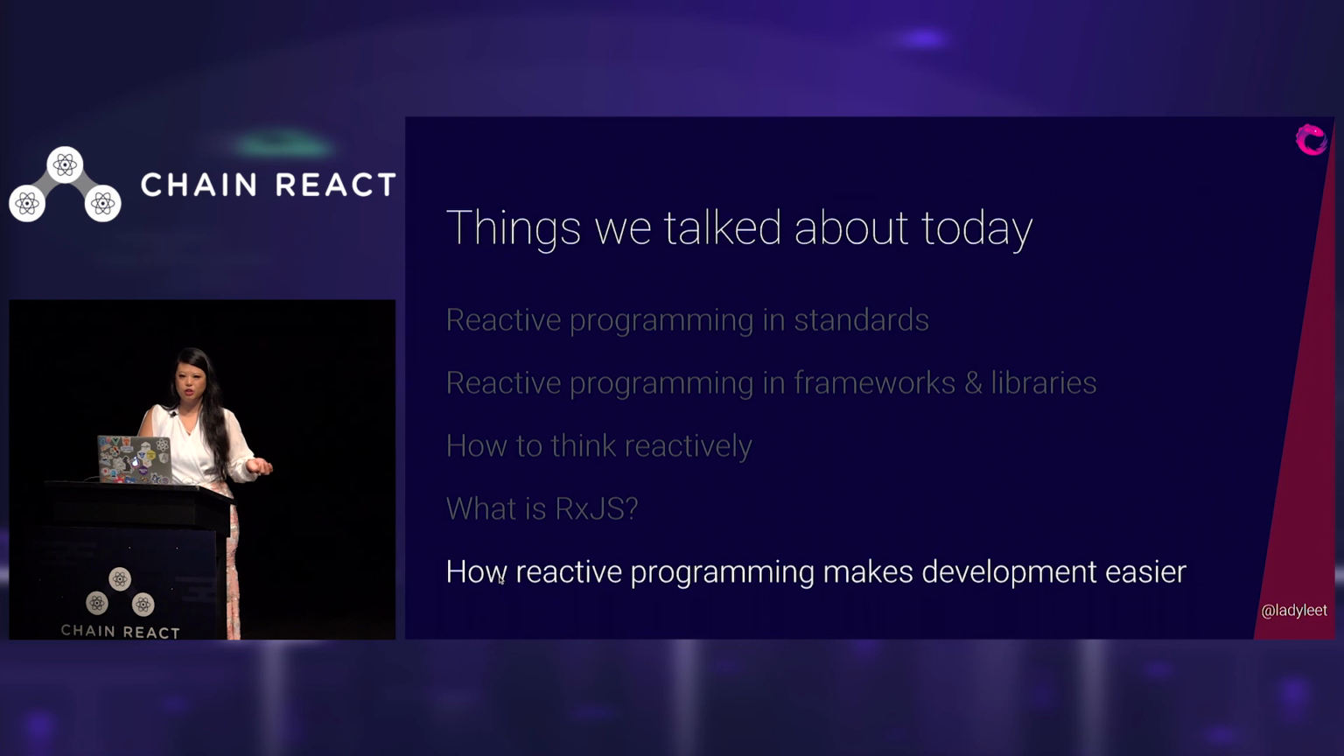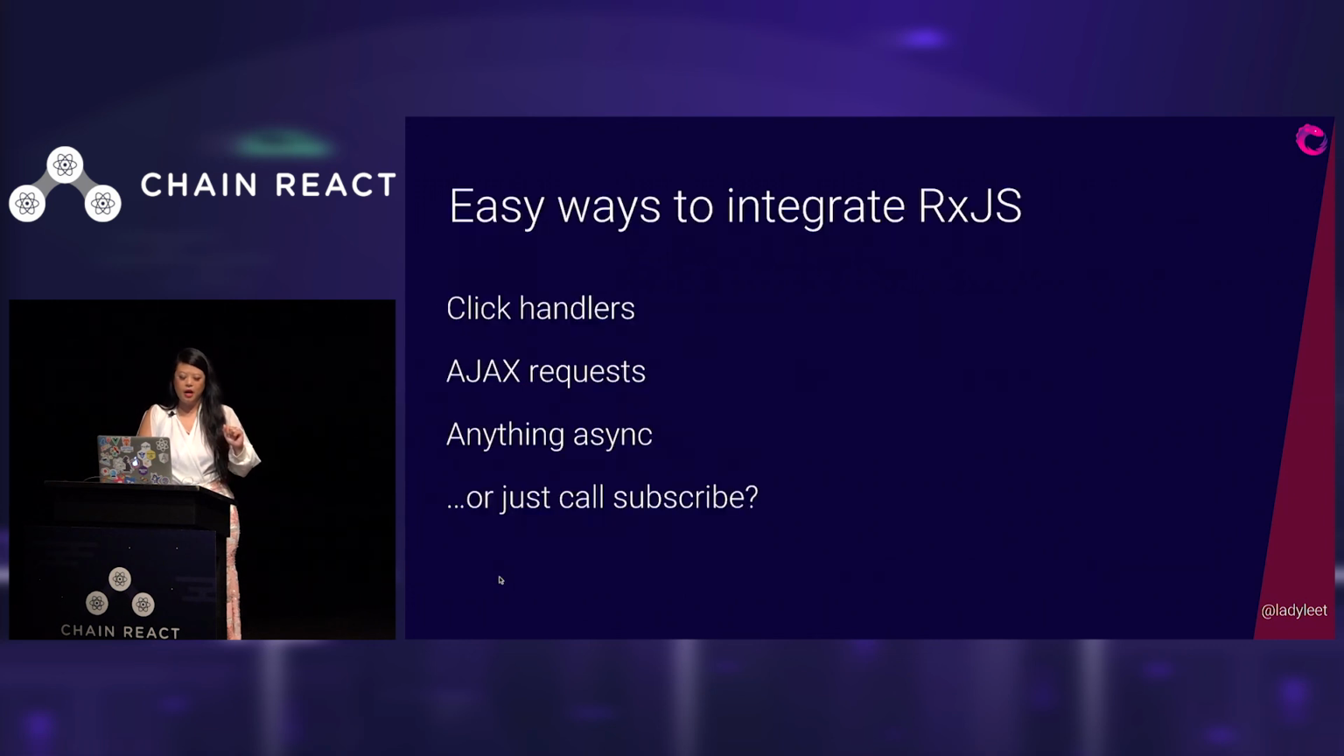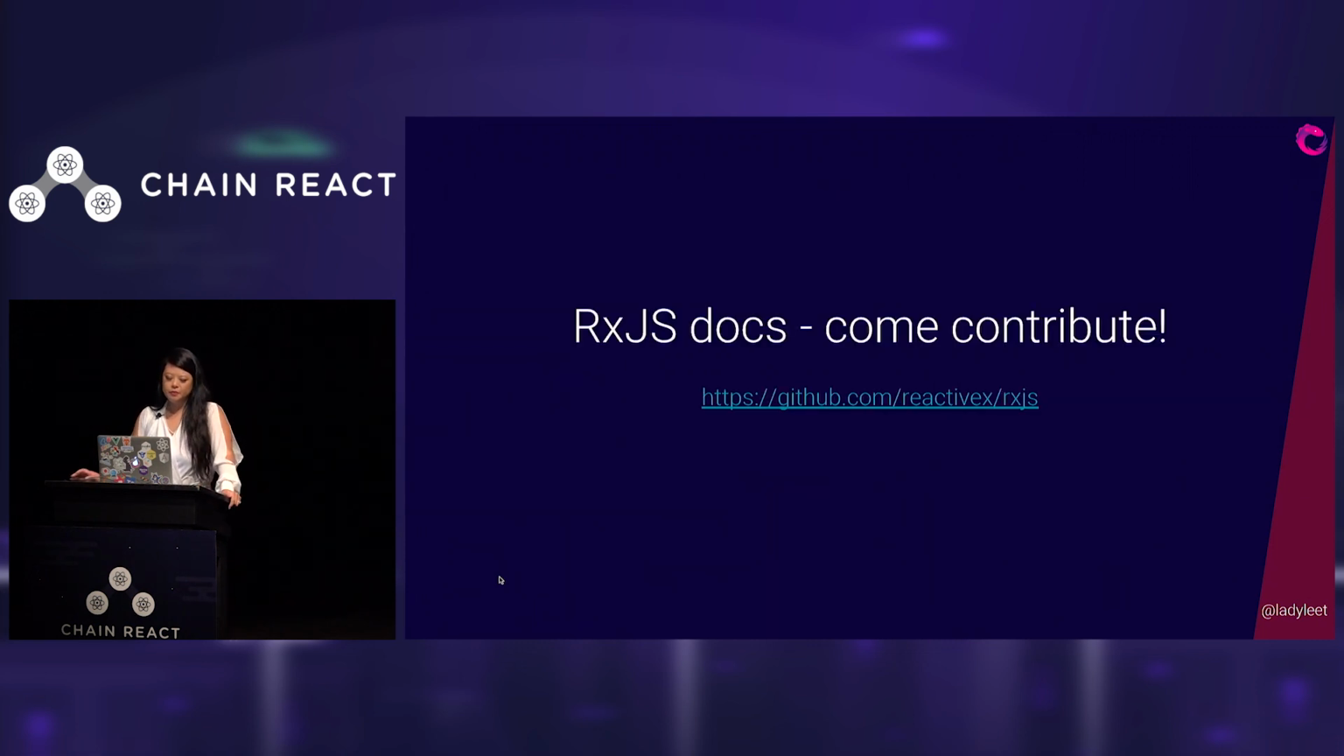So hopefully that showed you how, again, using something like RxJS as an abstraction can make your development life a lot easier. And another thing is you don't have to Rx all the things, right? This is the cool thing about RxJS. You can just dip your toe in and easily integrate it into your application by maybe using it for your click handlers, AJAX requests. It allows super easy cancellation if you do that. Anything asynchronous, or you can just call subscribe, get used to it, and then just do your normal imperative code as well and refactor it later on.